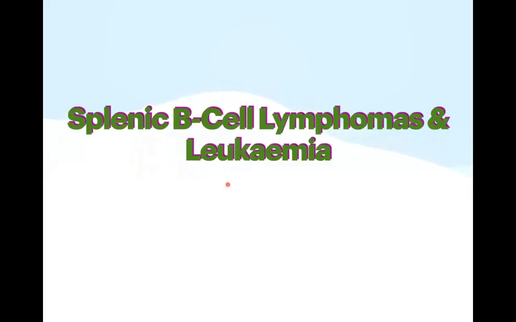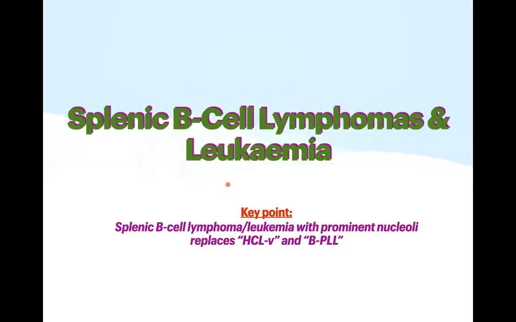Coming to the next entity, that is splenic B-cell lymphoma and leukemias. The key point is that there is a new entity called splenic B-cell lymphoma leukemia with prominent nucleoli. It replaces the cases which were previously classified as hairy cell leukemia variant and B-cell pro-lymphocytic leukemia. So just remember, hairy cell leukemia variant and BPLL now don't exist in the WHO classification. They have been included in splenic B-cell leukemia lymphoma with prominent nucleoli.